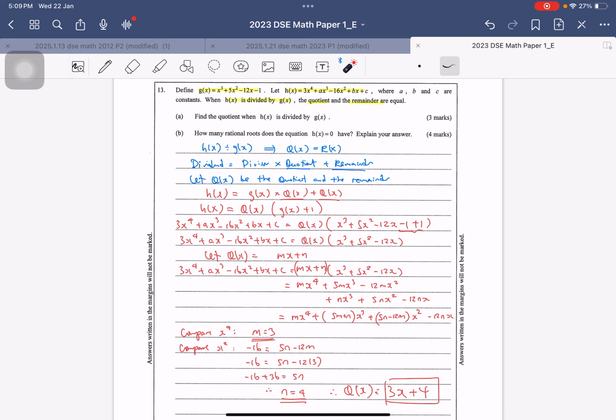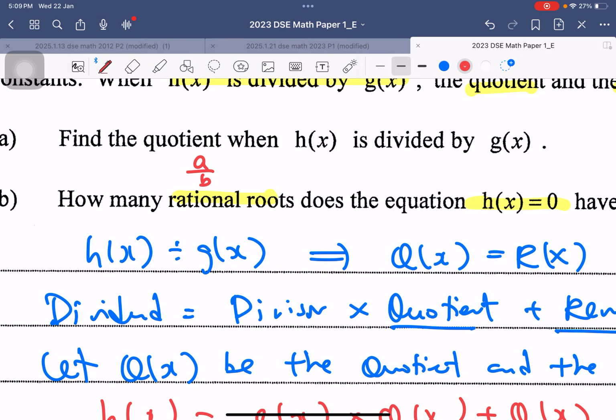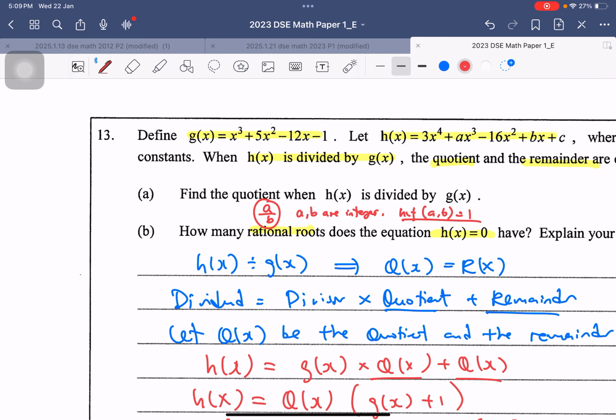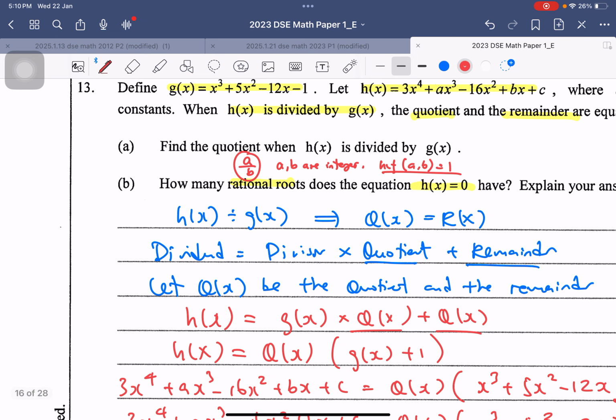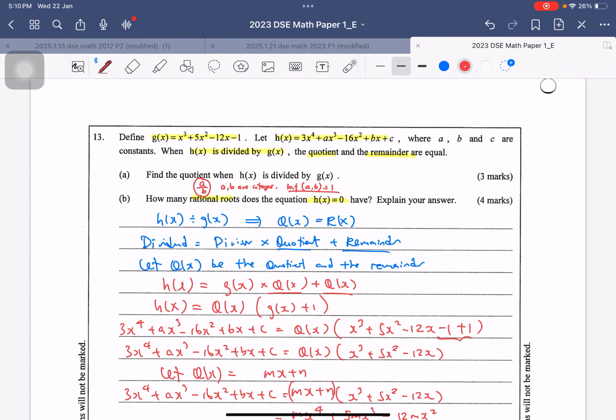And now we have to write down part B. We have: how many rational roots does the equation h(x) equal to 0 have? So rational roots means that it can be written as a over b, and a and b are integers, and the HCF of a and b is equal to 1. So there's no more common factor between a and b, it just has to be simplified. And make sure a and b are integers, because pi over 2, even though it's a fraction, we can't treat it as a rational root, okay? So let's do part B.